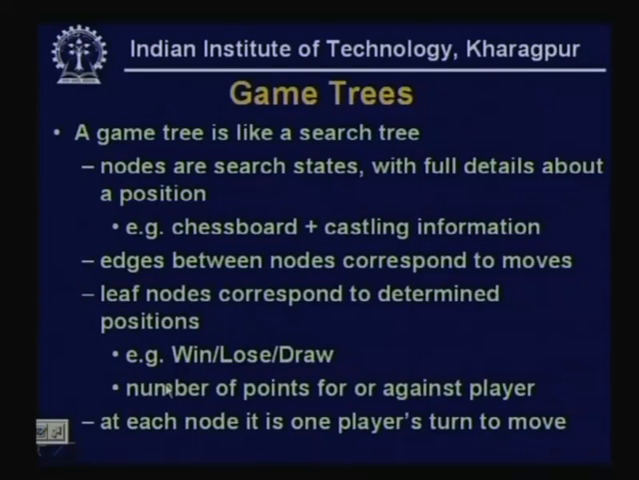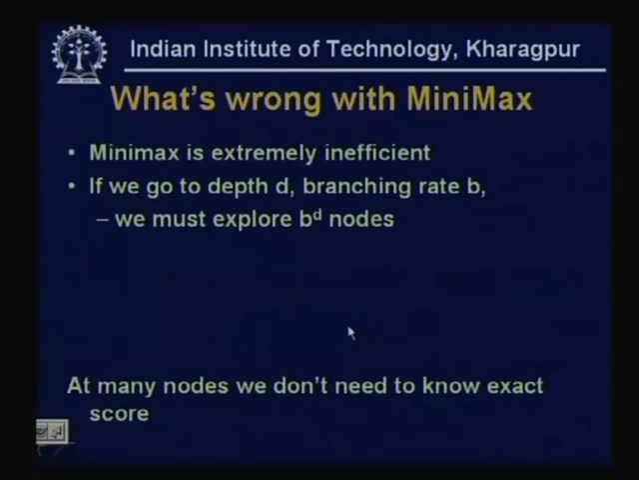Now, to briefly recollect, a game tree is like a search tree. The nodes are the search states. The edges between the nodes correspond to moves. Leaf nodes correspond to determined positions. And at each node, it is one or the other player's turn to move.